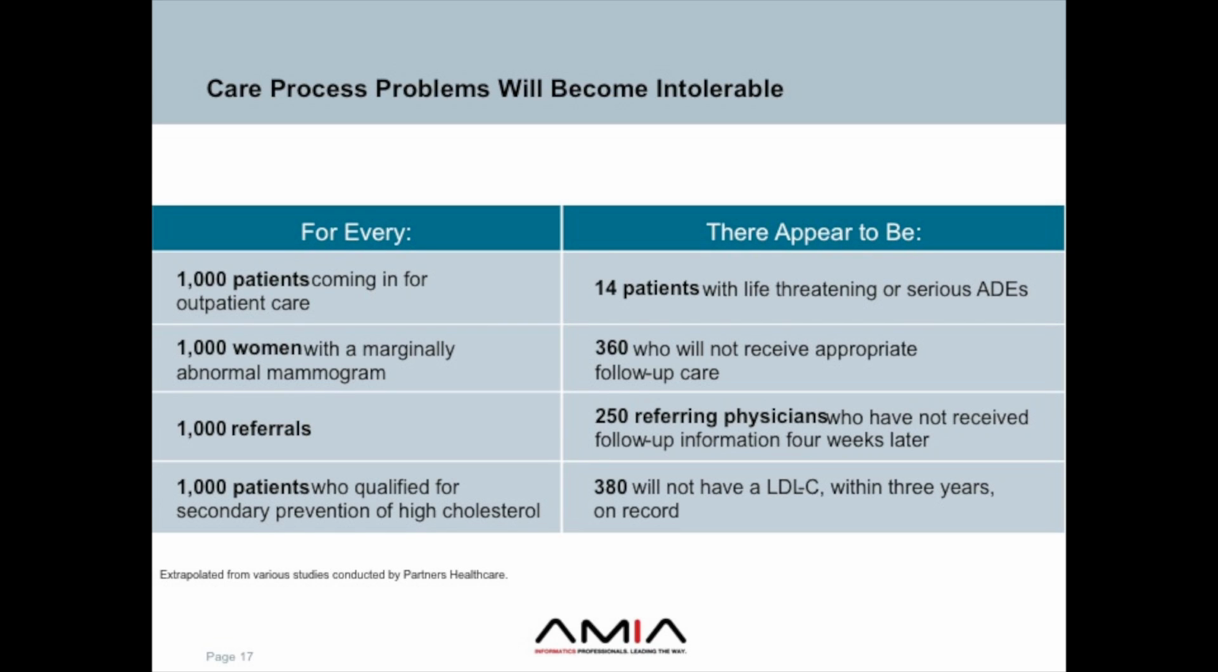So you look at the second row here. 1,000 women with marginally abnormal mammograms, and a third of them had no appropriate follow-up care because paper fell through the cracks, physicians got tired, all kinds of stuff. And the consequence of that was often stage 3, stage 4 cancer, things like that.